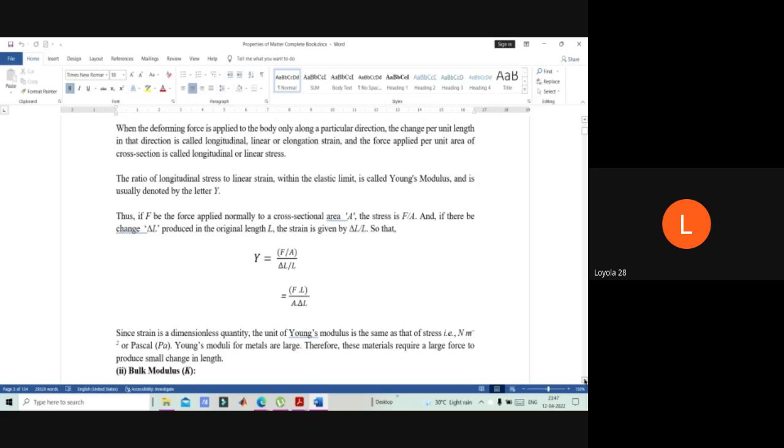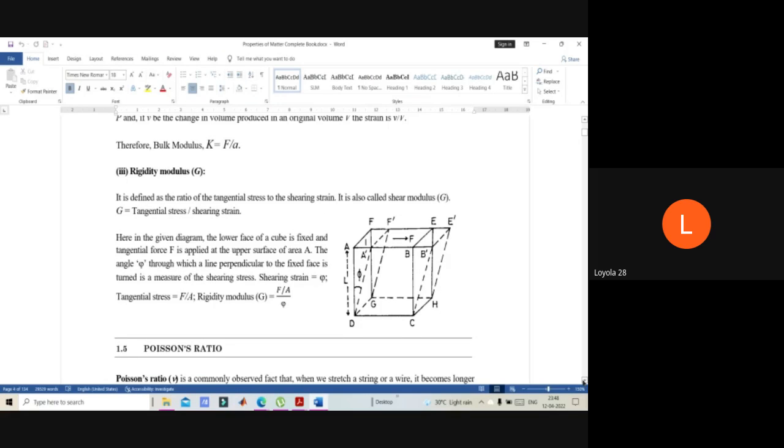Bulk modulus deals with the whole body getting transformed. That is, the force applied per unit area gives the stress, and the change per unit volume, the entire volume gets changed, A equal to F by A. Rigidity modulus is defined as the ratio of tangential stress to the shearing strain, so it is called the shear modulus. So tangential stress by shearing strain. Let us see an animation for all these three kinds of modulus, and after that we shall proceed.